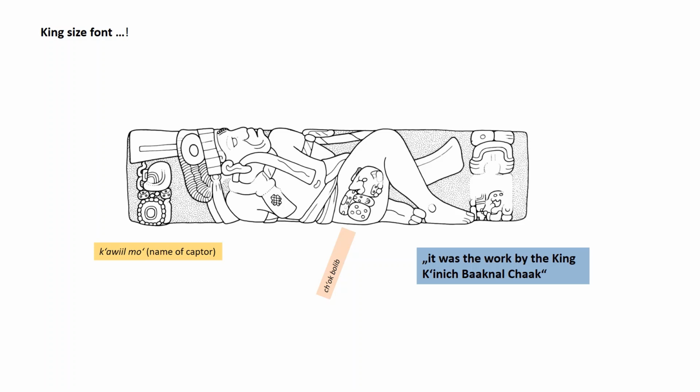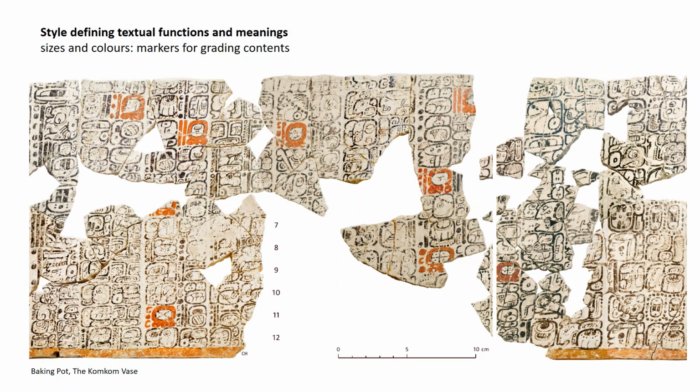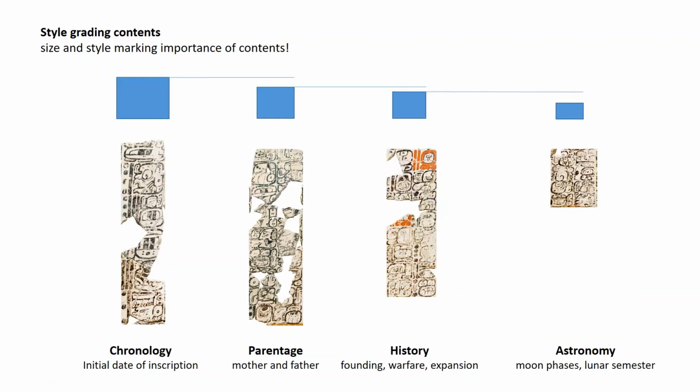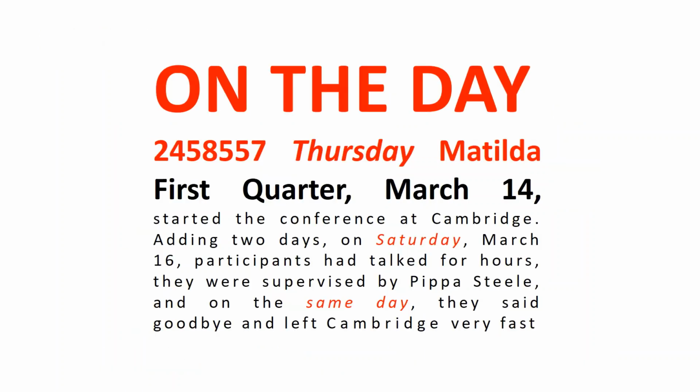Also, the size of the text field could mark the importance of text portions. This is a recently published historic text, and it contains a huge calendar section, some astronomy, historical narrative, and a parentage statement. Here we see the size of the hieroglyphs. The calendar section is the largest. Parentage is a little smaller. History is less important, but mentioning the mother and father's names is more important than the history. It's a referential thing. And now to the next topic.